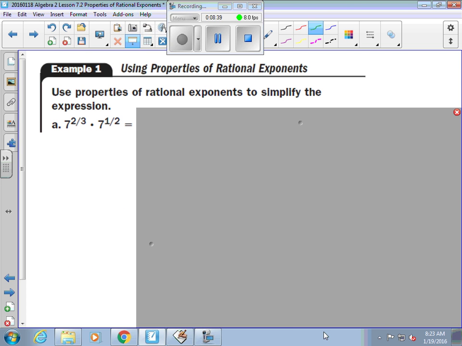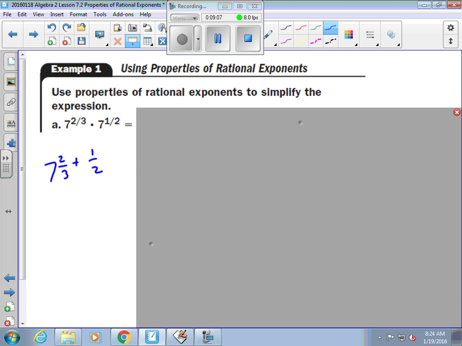So 2 over 3. Here's one that we have to do. Example 1. It says use properties of rational exponents to simplify the expression. 7 to the 2/3 times 7 to the 1/2. We are multiplying the same base, 7. Anytime you multiply the same base, you add the exponents. So what we have is 7 to the 2/3 plus 1/2.